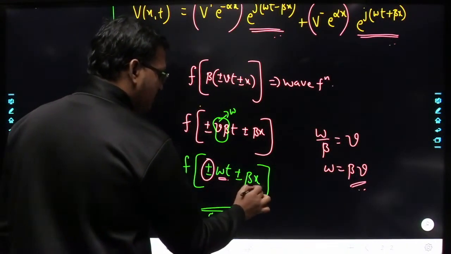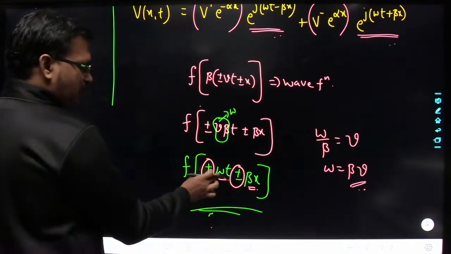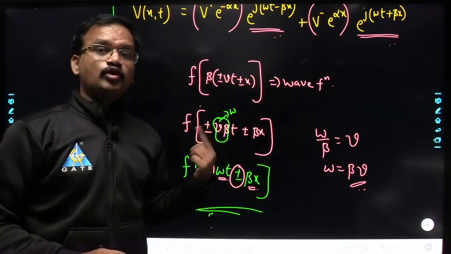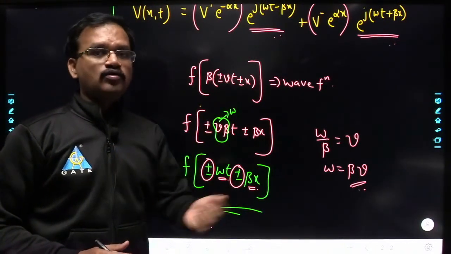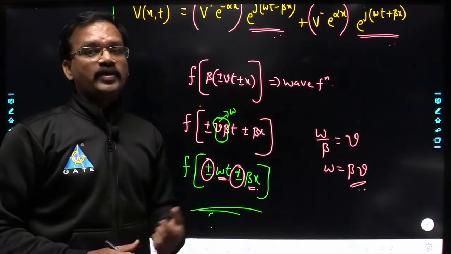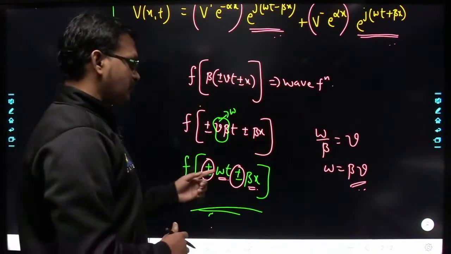Now, if you observe, we have seen that if the polarity before omega t and the polarity before beta x are of opposite polarity, the wave represents a wave that is propagating along the positive x direction. Yes or no?